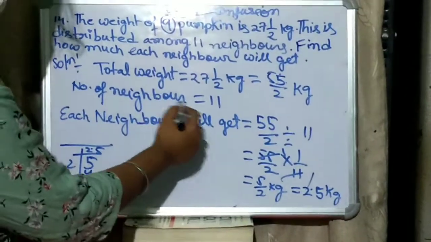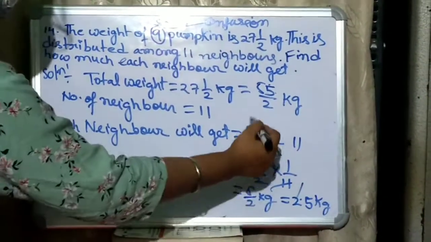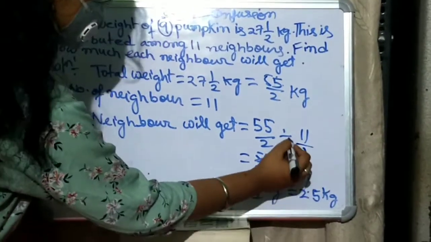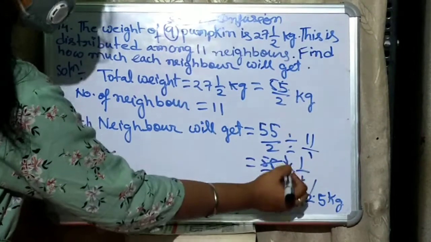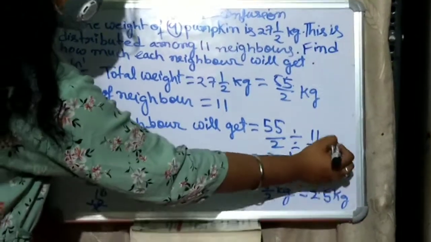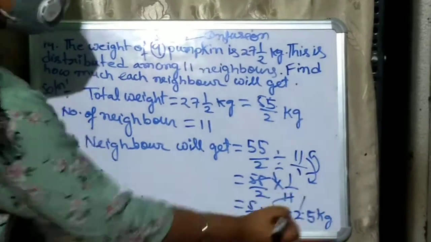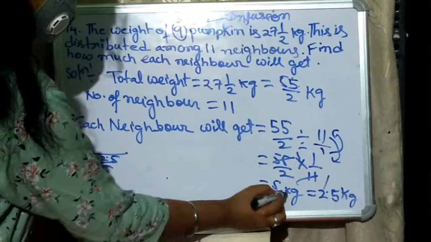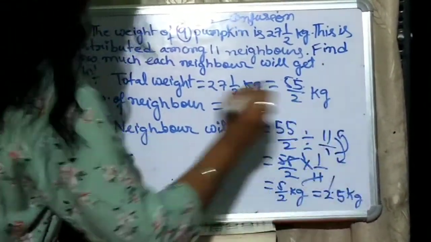Now the number of neighbors is given, 11. Now each neighbor will get how much? 55 by 2 divided by 11. Since this is a division sign, you will convert it into multiplication. When you convert this division sign into multiplication, 1 will go up and 11 will come down. 1 by 11. Now 11 1s are 11, 11 5s are 55. 5 by 2 kg. Now this 5 by 2 you can write as 2.5 kg.